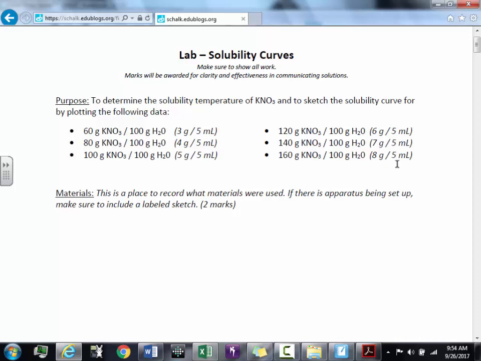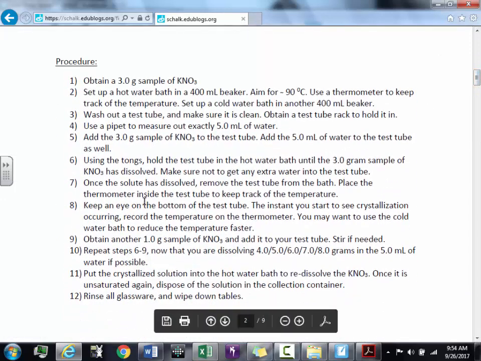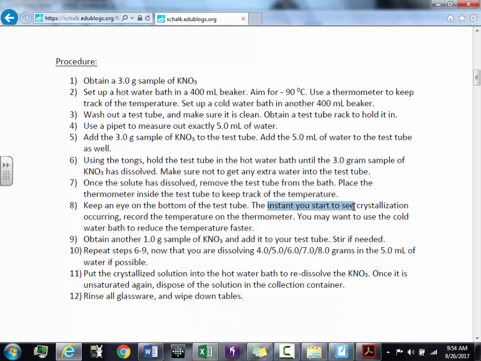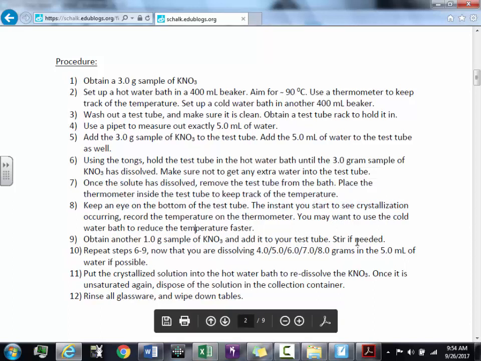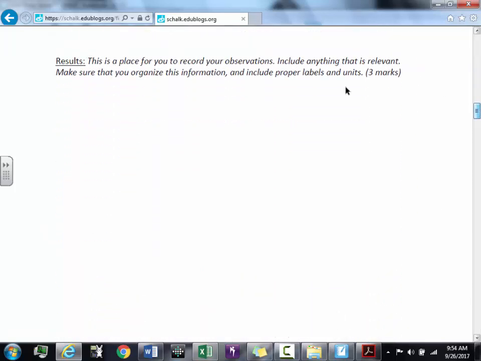Does that make sense? Basically, if you read through my procedure down here, you guys can read through it because I don't want to take the time for this, but the main idea is once the solute has dissolved, you want to remove the test tube from the hot water bath, you put a thermometer inside, and then the instant you start to see crystallization occurring, we need that temperature so we can plot a graph. Okay. My labs have the same setup here.